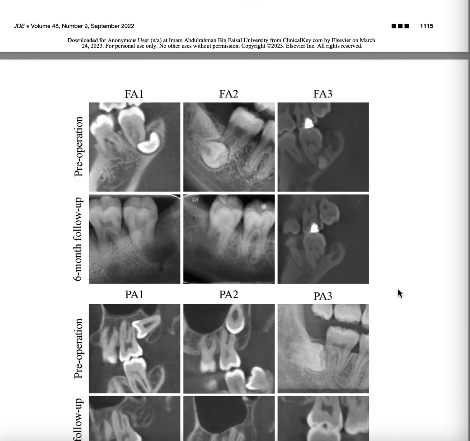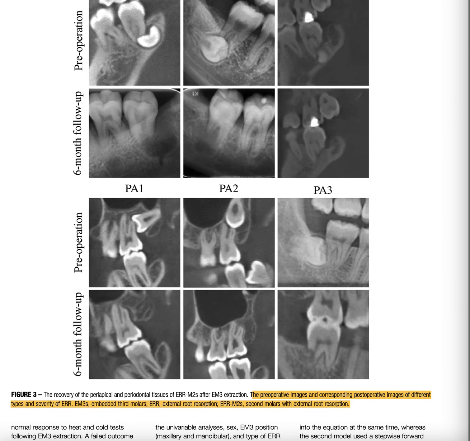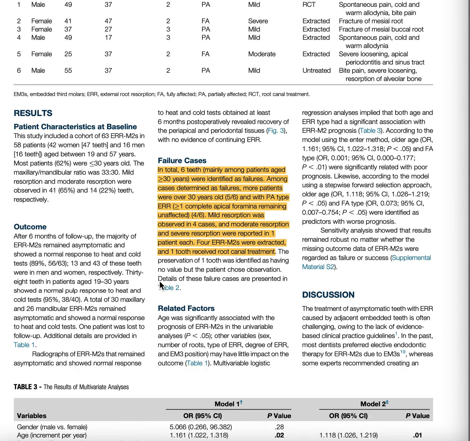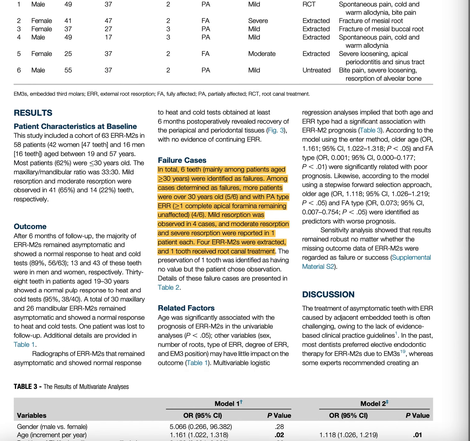So, moving to the results, a total of 63 external root resorptions of second molars from 58 patients were evaluated. 56, that means 89%, remained asymptomatic with normal response to heat and cold tests according to univariable analysis. We can see this also on Table 3.